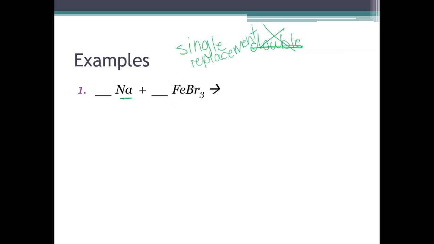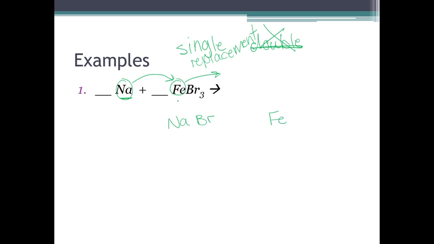So we know that sodium is going to come in. It's going to kick out the iron. Metals kick out metals. Non-metals kick out non-metals. So sodium will come in and kick out this iron, and the iron will go be iron by itself. So that means that we will have sodium paired with bromine, and we'll have iron all alone.